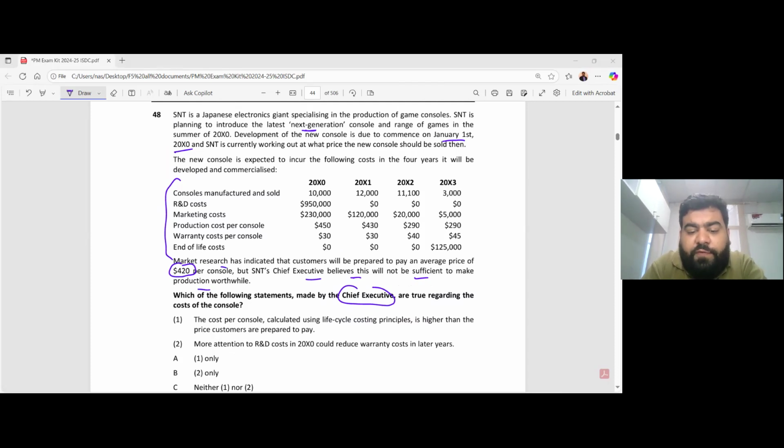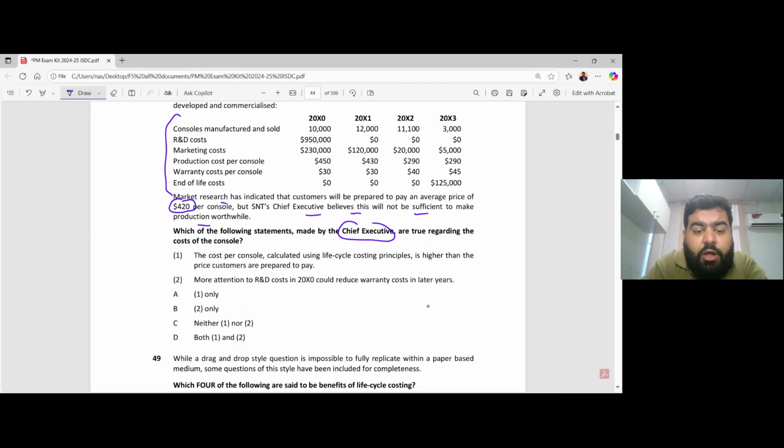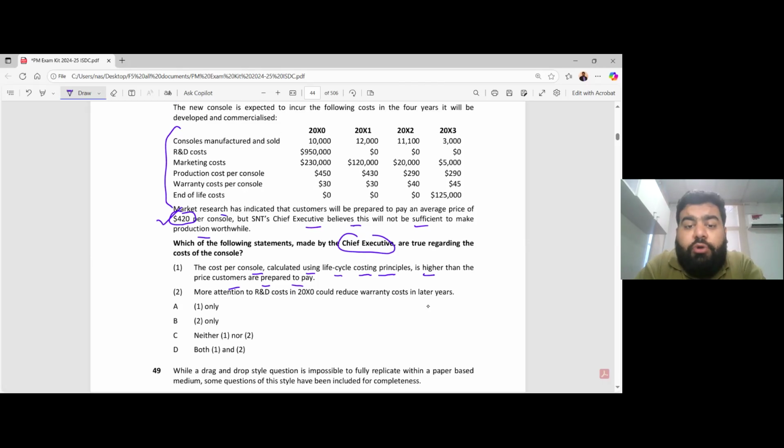Okay, so first of all, they have told us that the cost per console calculated using life cycle costing is higher than the price customers are prepared to pay. This is the selling price. We have to calculate the life cycle cost per unit. Why do we have to calculate it? Because the CEO's statement was that the cost per console is more than the life cycle cost. So if you don't have the life cycle cost per unit, you have to calculate it.